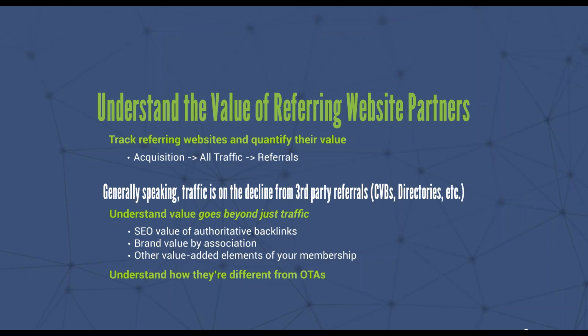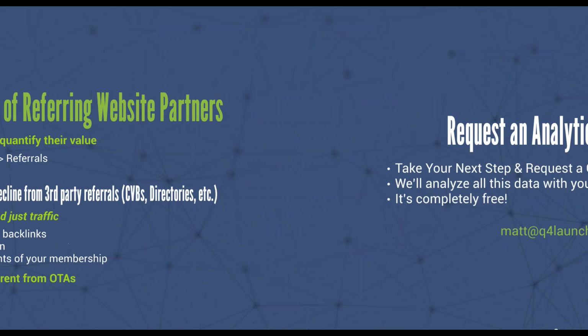And the same is true of your business. What brands does your business need to be showcased alongside? And there's brand value there with those associations. And then there's other value-added elements of your membership. You know what those are based on what they are, or based on which associations you're part of, but lots of other ways to quantify value. But you've got to understand they're different from OTAs and not try to assign an OTA business model to that. It's just a very different story.